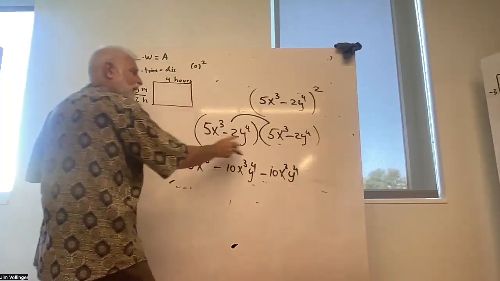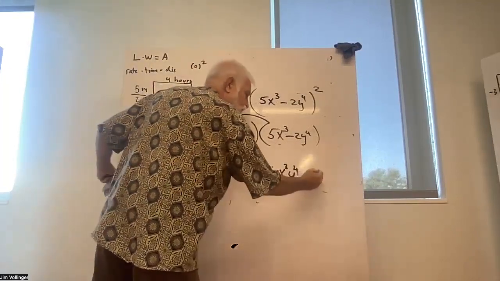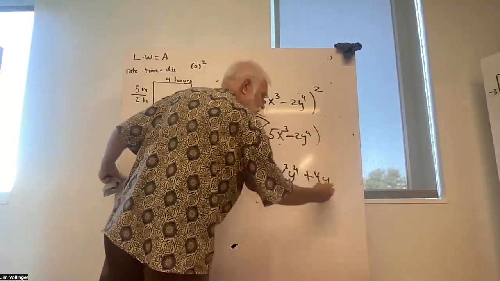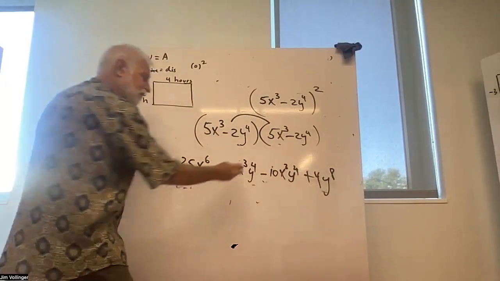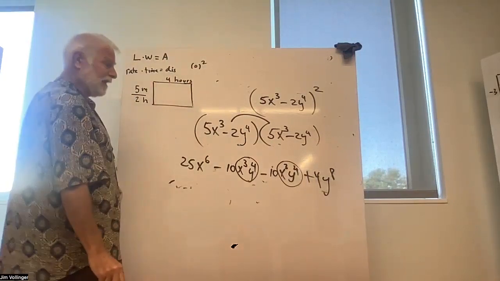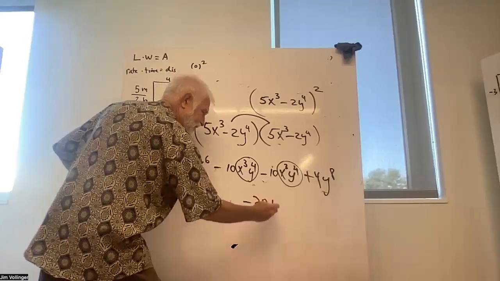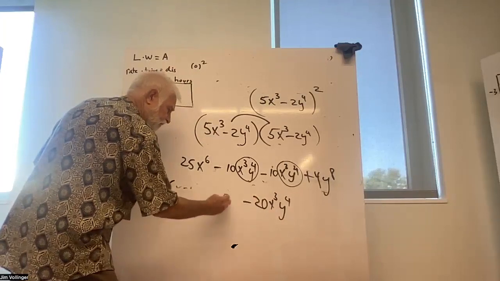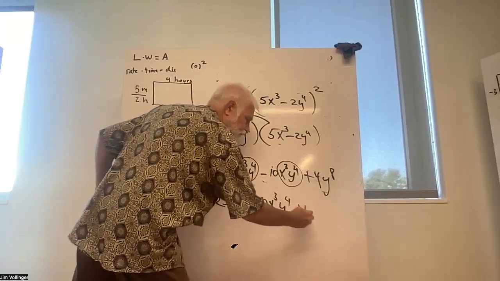And then I can do minus times a minus is a plus. And I can do 2 times 2 is 4. And I can say what y to the 4 times y to the 4 is. And then these terms in the middle, whatever that product is, I've got it over there. I can tell you how many of those products I have. Minus 10, minus 10, minus 20 in the middle. So final answer, 25x6 minus 20x3y4 plus 4y8.